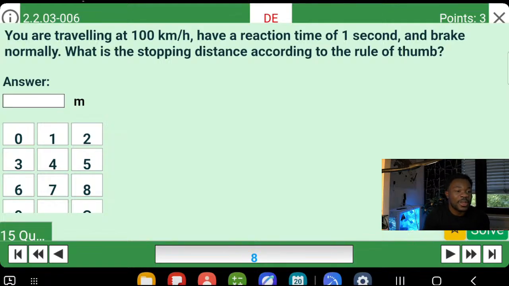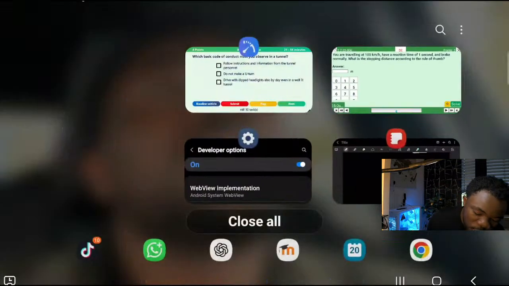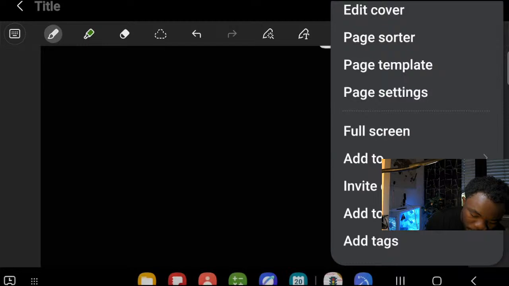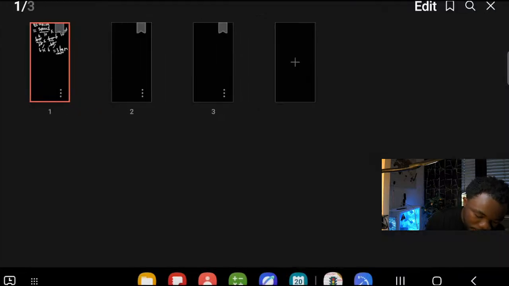You're traveling at 100 kilometers per hour, have a reaction time of 1 second, and brake normally. Listen, that brake normally is very important. What is the stopping distance according to the rule of thumb? Braking normally is very important. Why? Because we have two types of braking. We can either brake evasively or brake normally. But in this case, they're talking about braking normally. So you're braking normally. What's going to be your stopping distance? Now, I'll show you something. This one's a little bit complicated, but we are going to do it.